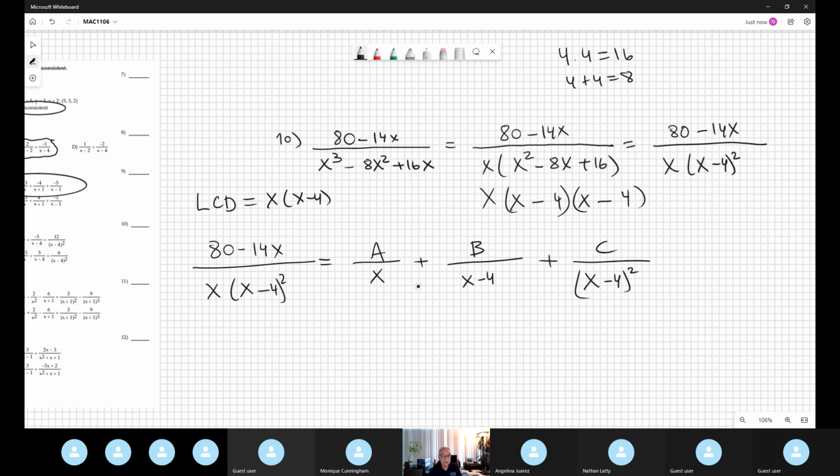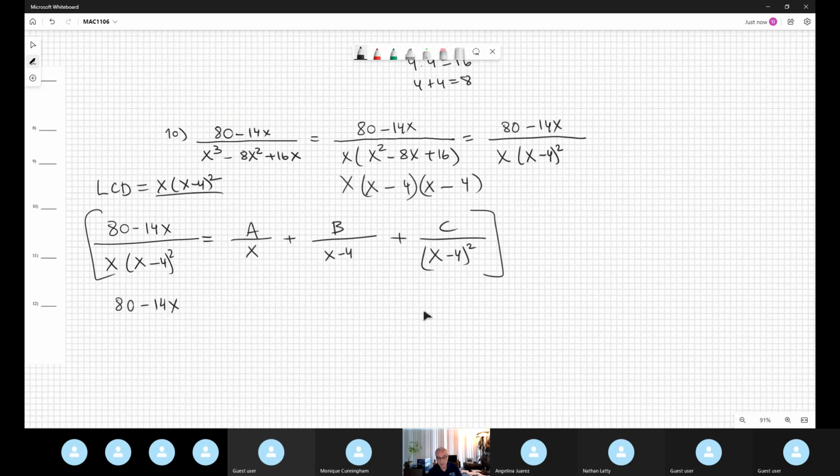Okay, then the least common denominator is x times x minus 4. And you multiply our expression completed by this. It's obvious that you stay with 80 minus 14x. Sorry, the square. The LCD, listen to me. Okay. This is a super important moment, and confusing, I know. The factors that we have in the game are x, x minus 4, and x minus 4 squared. And with this, I have the least common denominator.